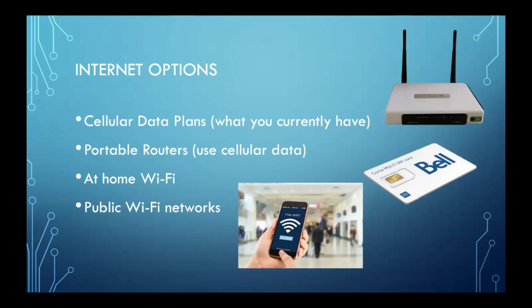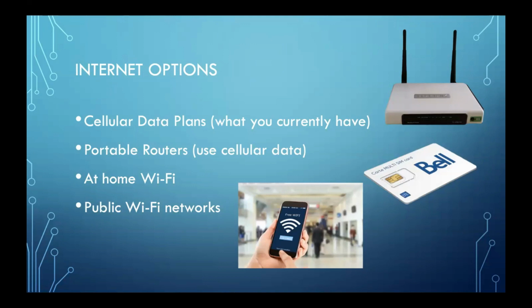You can also use portable routers, and those use cellular data. If you're familiar with at-home Wi-Fi, where you have a box that sends out the internet signal using Wi-Fi, a portable router is basically a portable Wi-Fi box that uses cellular data. It's just an option if you are connecting multiple devices or anything like that. And then there's, of course, at-home Wi-Fi, which connects to the internet that you have in your home or building. Whatever provider is there, you just use a router to send a radio signal out that connects your devices to the internet.